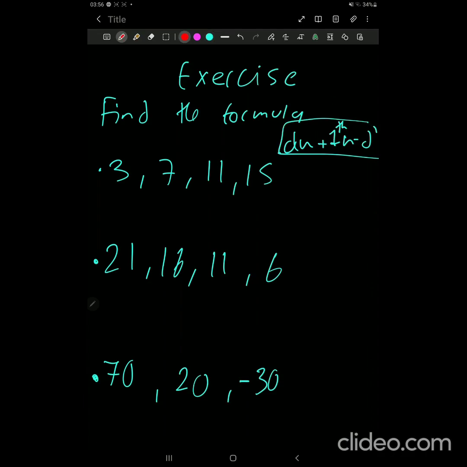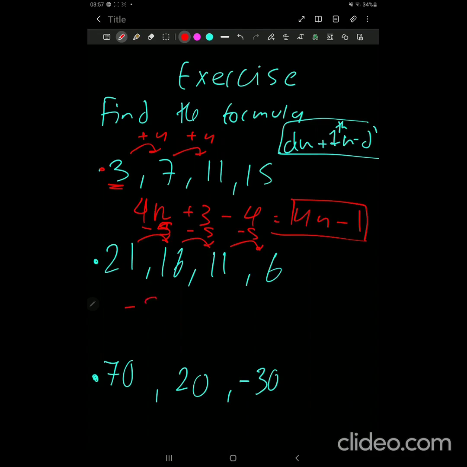If you have solved it, the first one is 3, 7, 11, 15, so it will be plus 4, right? Therefore, the difference is 4, so it will be 4 times n. The first term is 3, so plus 3, minus the difference, which is 4. So it will be 4n, and 3 minus 4 will be minus 1. This is the formula. The second one is 21, 16, 11, 6, so the rule will be minus 5.